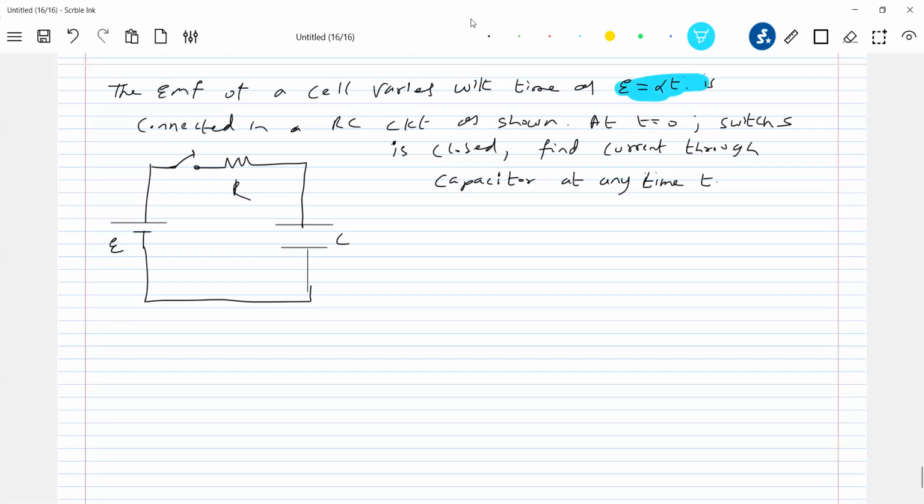So now slowly you try to pick up problems where the EMF of the cell varies with the time, the resistance varies with the time, the capacitance varies with the time. Then how does the charging of the capacitor still go on? So let's take the circuit here.